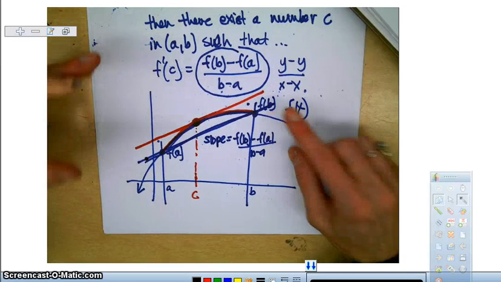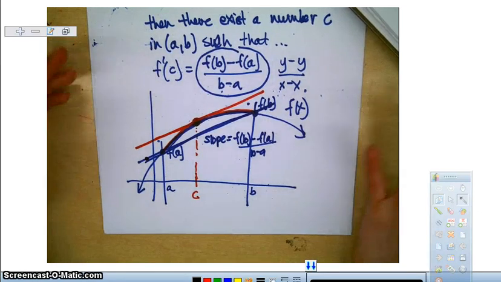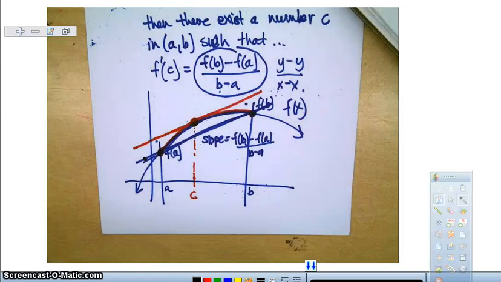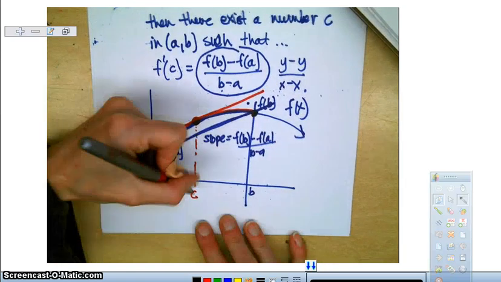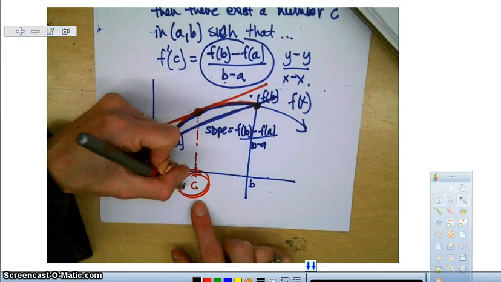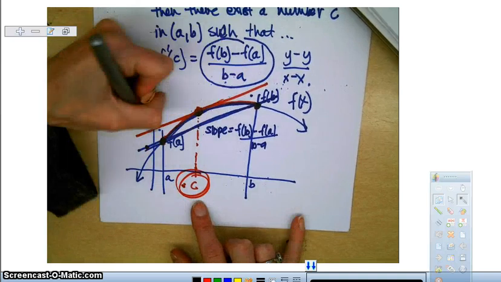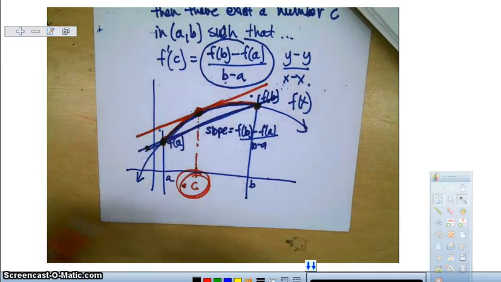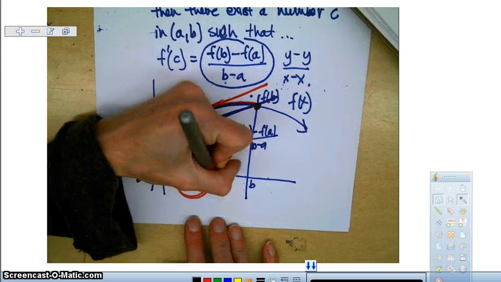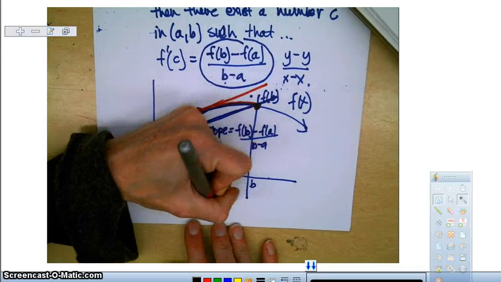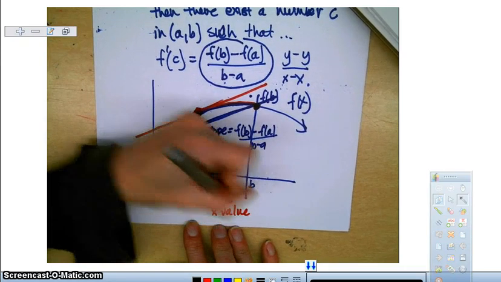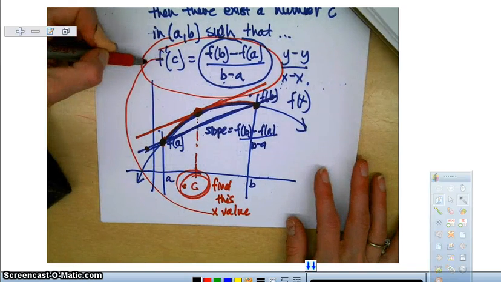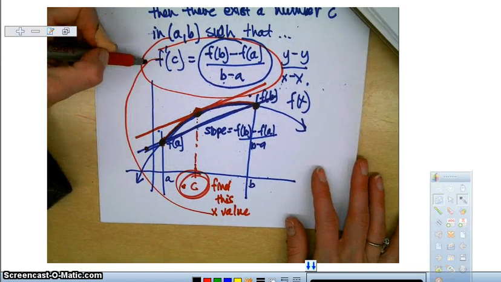That's what the mean value theorem is saying. If you find the slope of a function between the two endpoints of an interval, you'll be able to find some value c in between a and b where the slope at that exact point is the same. So what you're looking to find is this x value. The way you do it is you set this equation up right here and solve it. I'll show you exactly how to do that in two examples.